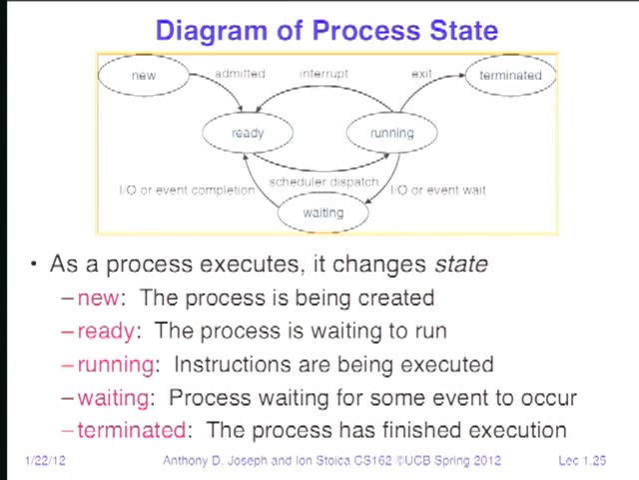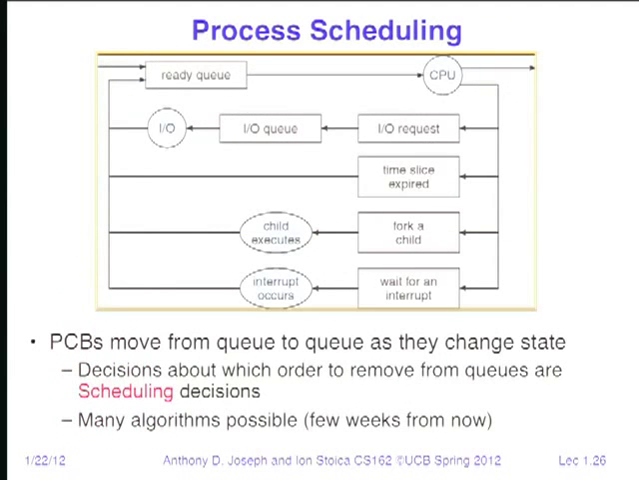Okay, now, the decisions about which order. Here's a picture from the book that shows you the various queues, and the decision about how you pull things from the queue is these scheduling decisions that we're going to make. In particular, how you pull things from the ready queue is completely a function of the scheduling discipline that you choose for the processor.